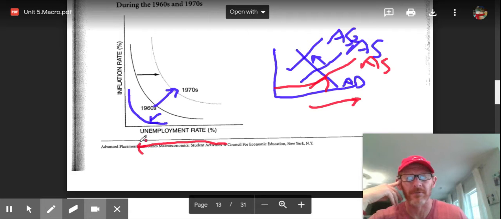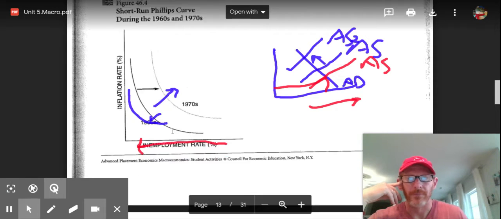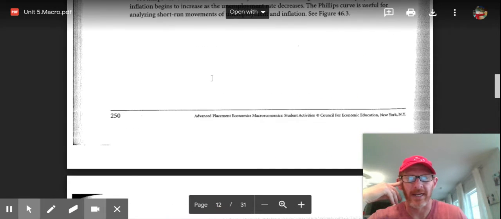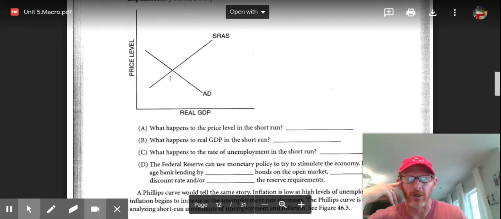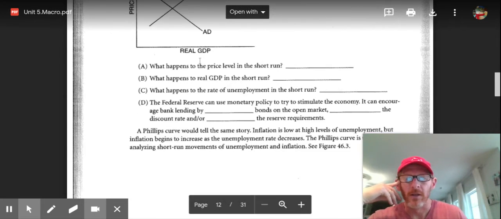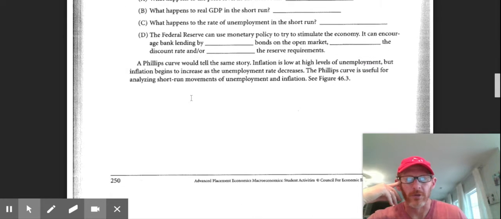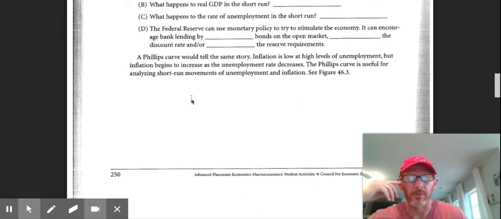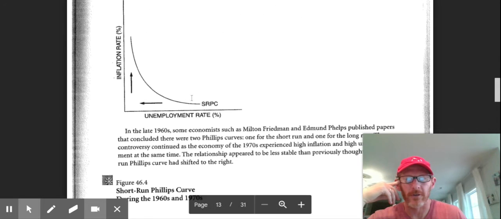Now, that brings us back to some of your questions. You're going to be having some questions asked, and we're going to start off with just a regular ADAS curve. They'll give you a policy shift, and you'll do that, which you know how to do. And then you'll start plotting these things on a Phillips curve.